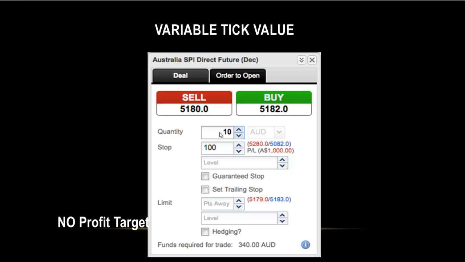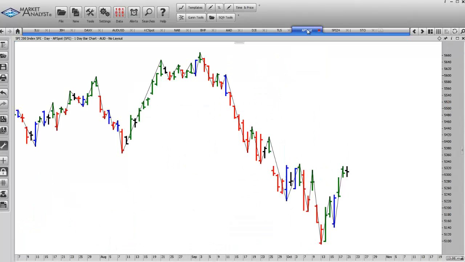Another great feature of using the CFD is that you can have the amount that you wish to use as your tick value, a minimum of $5. So what I've said through here is that I'm going to take $10 per tick movement or per point, and if I had a stop loss 100 points away, you can see that I would lose $1,000 if that trade goes wrong. And I've left the profit target alone here because I don't know how far the market is going to fall. Let's go back and have a look at our share price index chart.